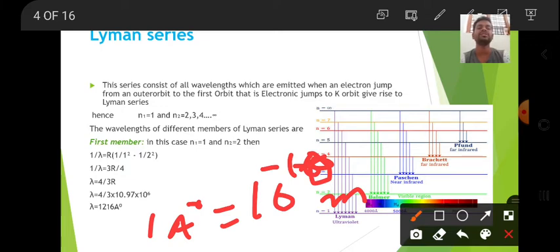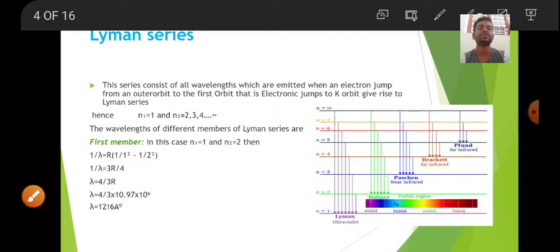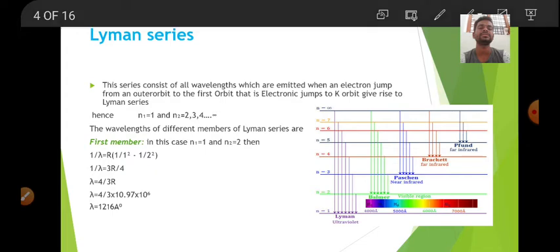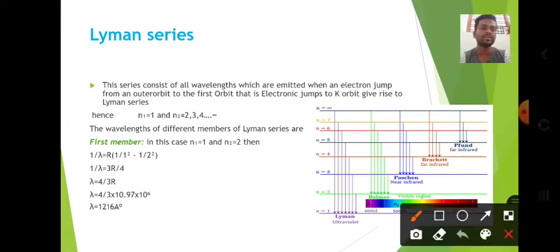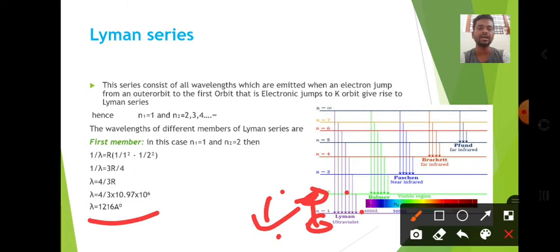So this is called the first member, right? In the first member we got the wavelength lambda equal to 1216 angstrom. What is the meaning when we get this wavelength? When the electron comes from n2 to here, second state to first state, the ground state, then it has this much wavelength. It is called the first member.